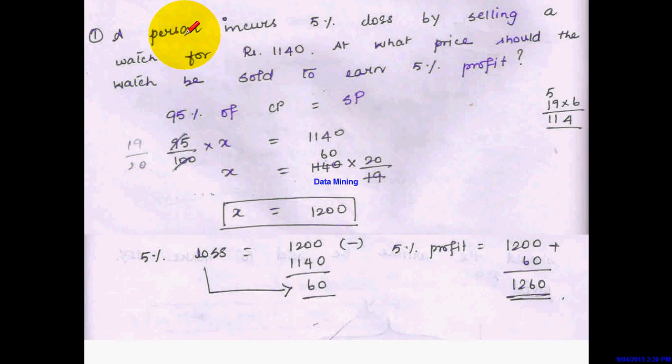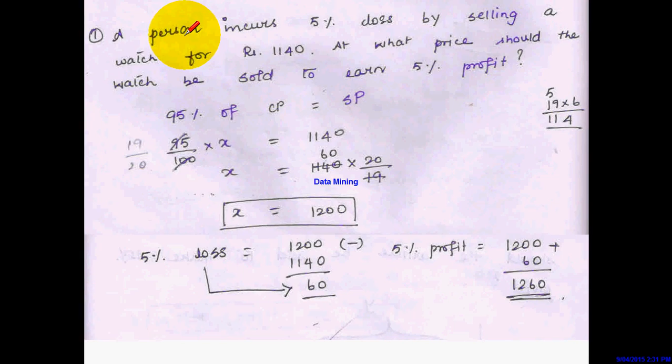At what price should the watch be sold to earn 5% profit? So what is 5% loss actually? What is the amount which is equivalent to your 5% loss? Can you say? Yes, 5% loss is nothing but the difference between the cost price and the selling price.